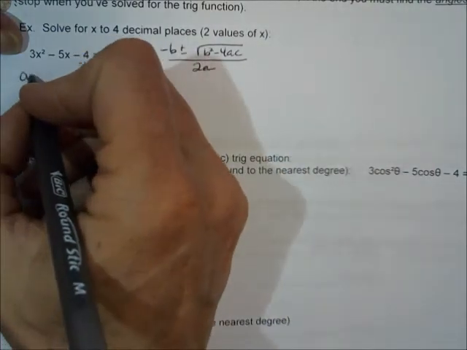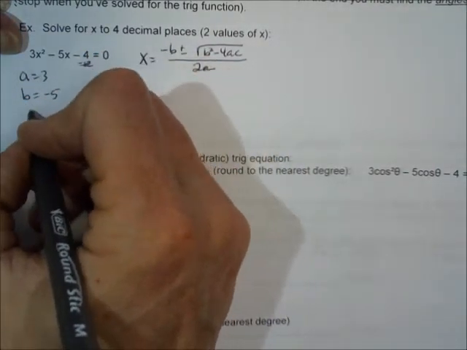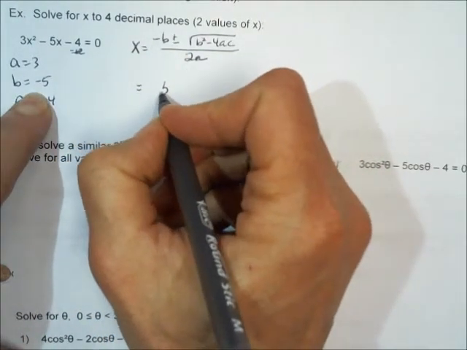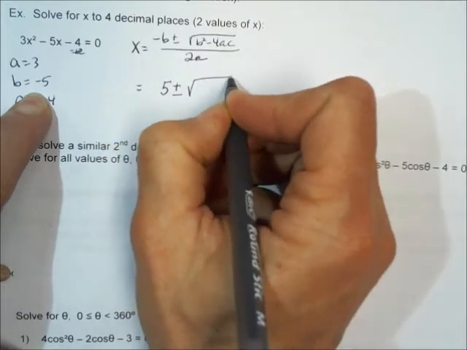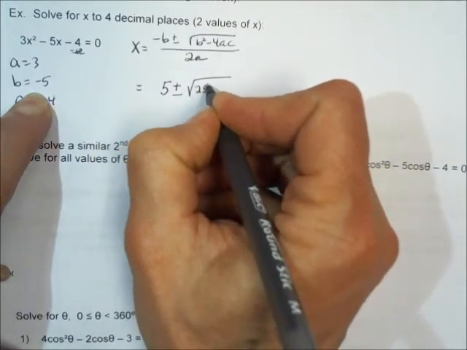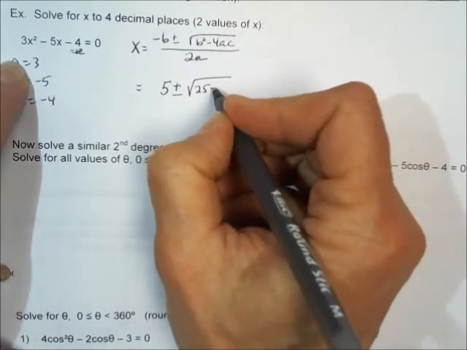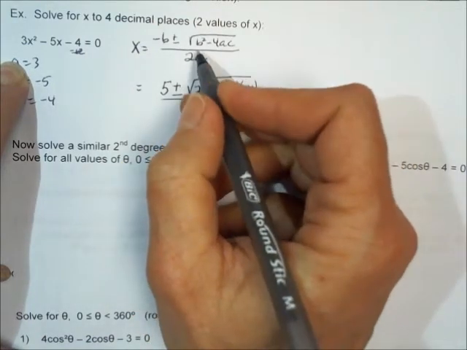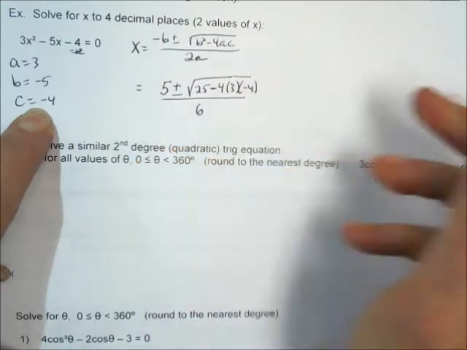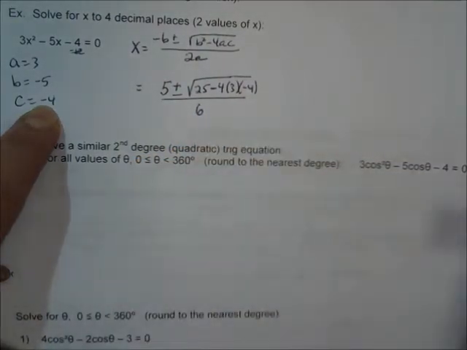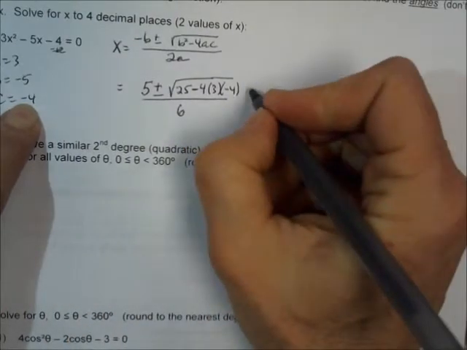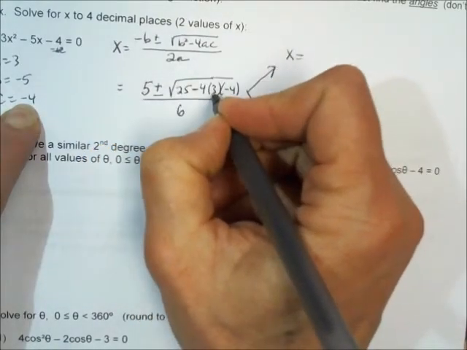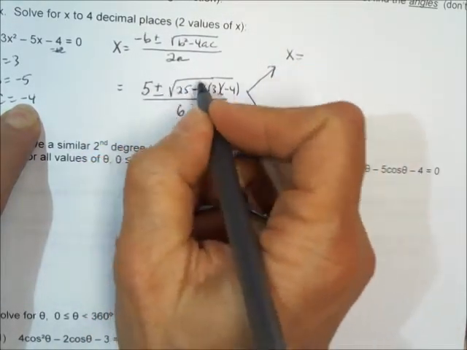Now a is 3, b is negative 5, c is negative 4. So when we plug those in, negative 5 is positive 5, plus or minus the square root of negative 5 squared, which is positive 25, minus 4 times 3 times negative 4, all over 2 times 3, which is 6. You can leave it just like that if you want. Your calculator really doesn't care. But we have two x values here: x equals 5 plus that whole thing over 6, and 5 minus that whole thing over 6.